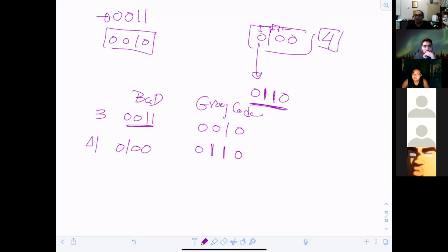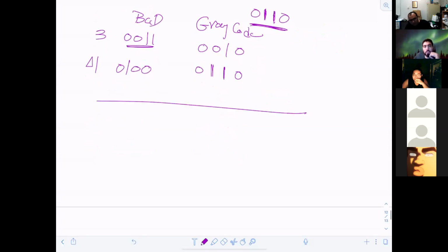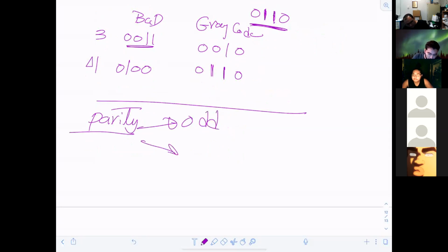That's why Gray wanted to be sure that if I throw 3 and then 4, only one switch will be changing, so it will be easy for me to pick up the error. Which opens the door for us to learn the last part of this chapter, which is called parity. What is this parity? Parity can be odd and it can be even. That's called parity bits.